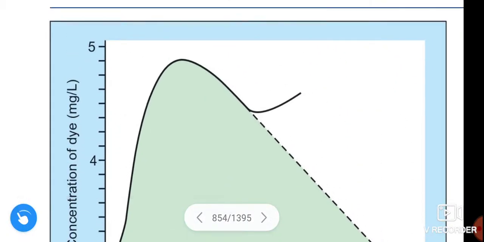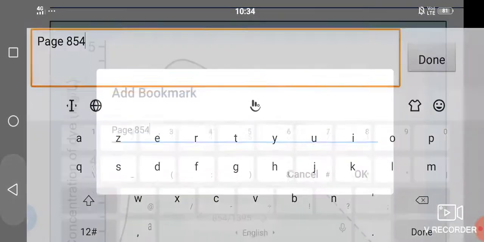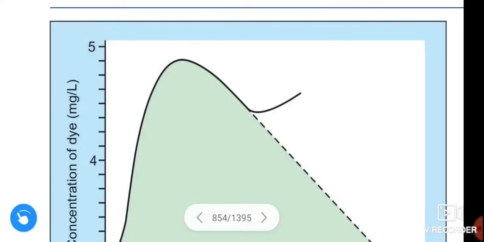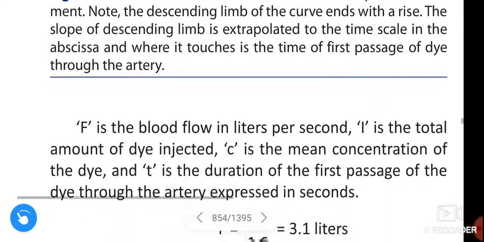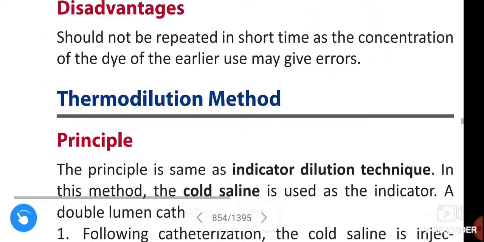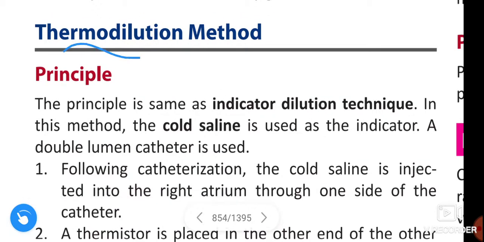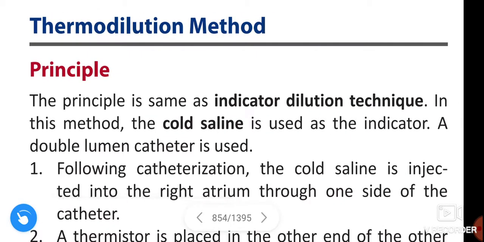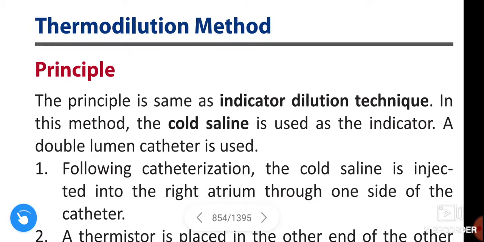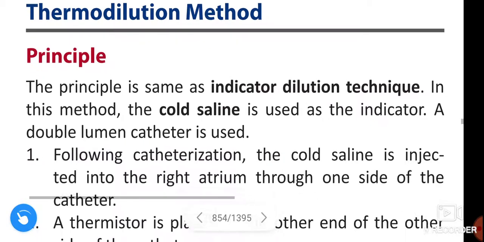That means here again from firstly it is started. Next, thermodilution method. First, the principle is the same as the indicator dilution technique. In this method, cold saline is used as the indicator. A double lumen catheter is used.